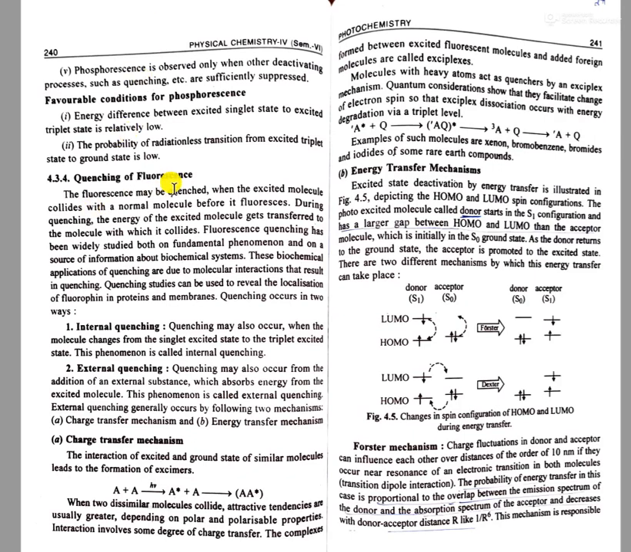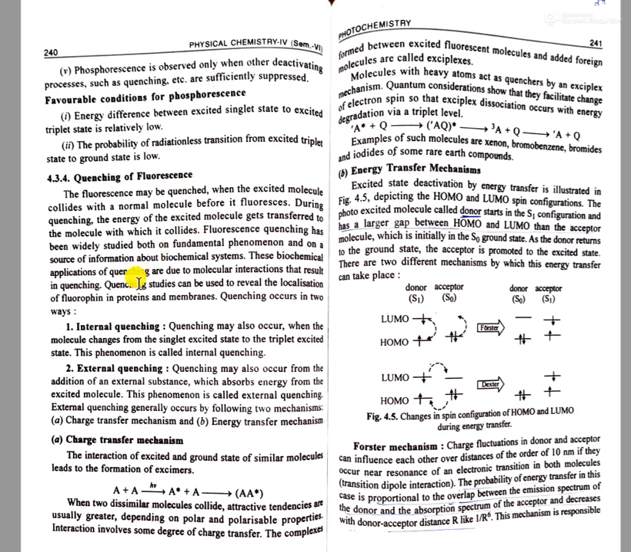Fluorescence quenching. In certain instances, when an excited molecule collides with a normal molecule, even before it undergoes the fluorescence process, the fluorescence may be quenched. That is, during this process, the energy of the excited molecule gets transferred to the molecule with which it collides. So this process is called fluorescence quenching.